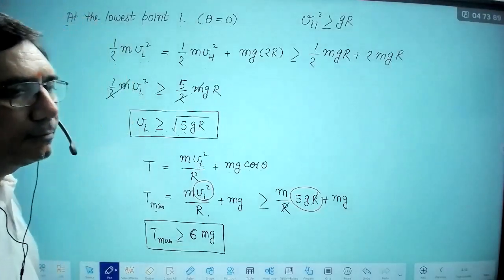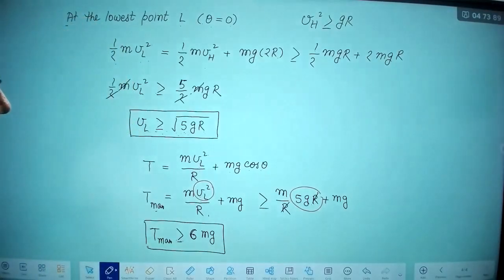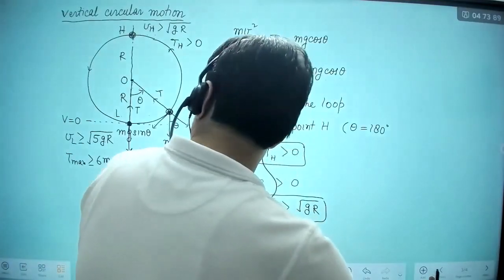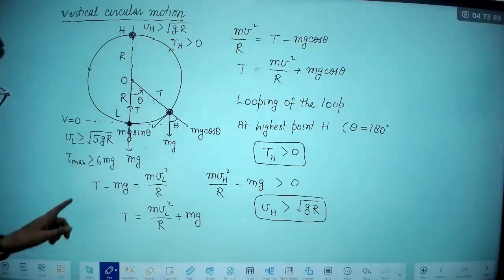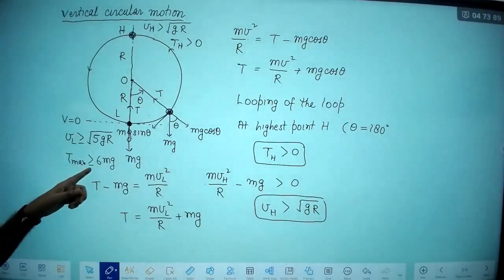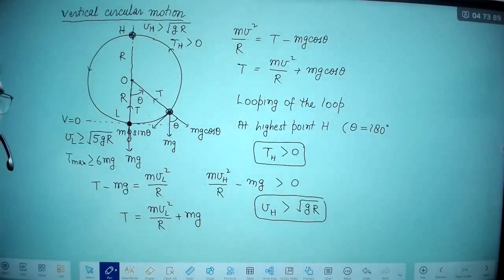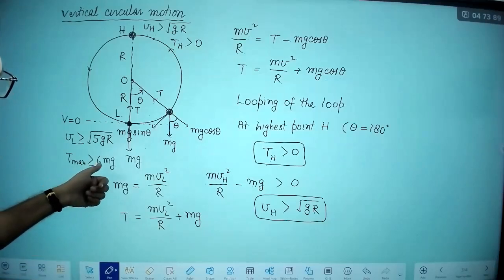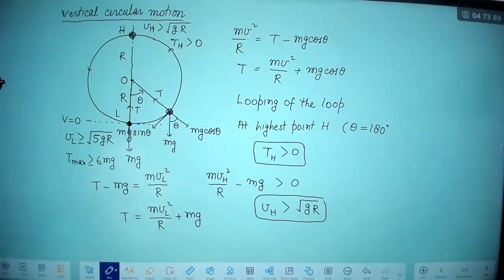In the previous slide, you said I wrote the sign less than or equal to. It may be possible, but if I'm not wrong, I have written it correctly here. Is it okay? T max is greater than or equal to 6 mg. The same sign is there. Yeah, okay, sir.